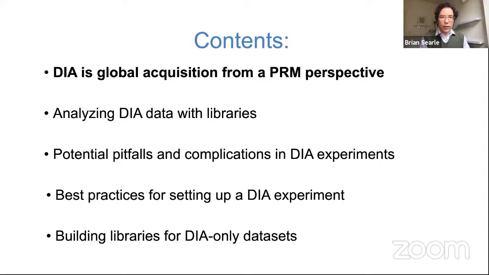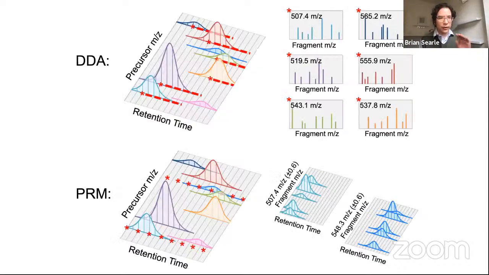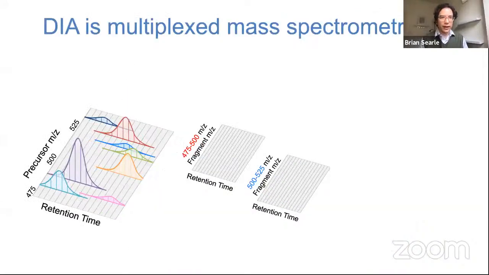Okay. So just starting off at the beginning, what is DIA? It's basically trying to take a PRM and expand it out to a global acquisition strategy. So again, thinking about that PRM type of measurement, if we're looking at it from a DIA perspective, instead of selecting a specific peptide to measure, we're selecting a precursor mass window. So for example, here we would be selecting the mass window from 475 to 500 m/z and from 500 to 525 m/z.